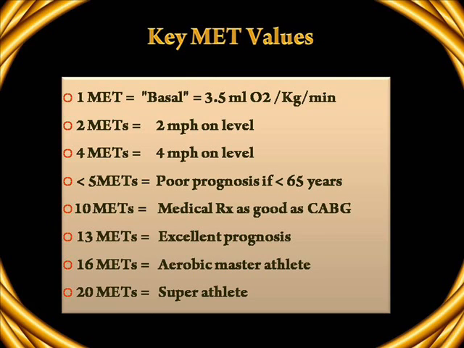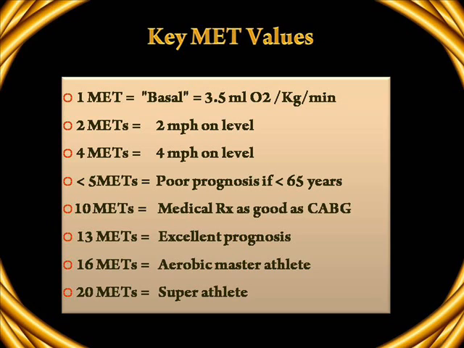Here are some of the key MET values. 1 MET is equal to the basal oxygen consumption of 3.5 ml of oxygen per kilogram per minute. 2 METs is equal to walking at the speed of 2 miles per hour on level. 4 METs is equivalent to walking at a speed of 4 miles per hour on level. Less than 5 METs in any patient is a poor prognosis if the patient is less than 65 years. If somebody could do 10 METs, medical treatment for him for CAD is as good as coronary artery bypass graft. That means he has enough coronary reserve and exercise capacity, so he can pull along with medical treatment.